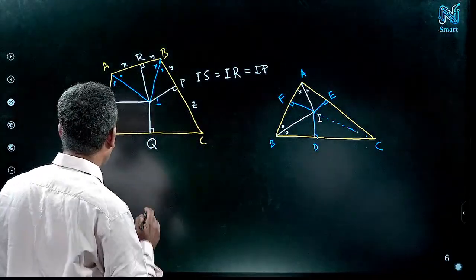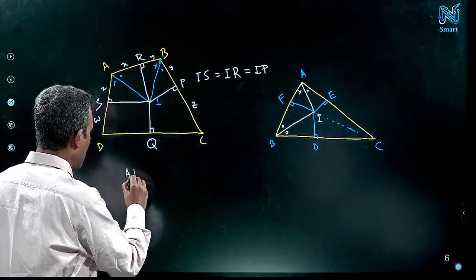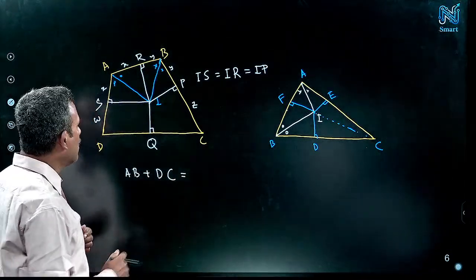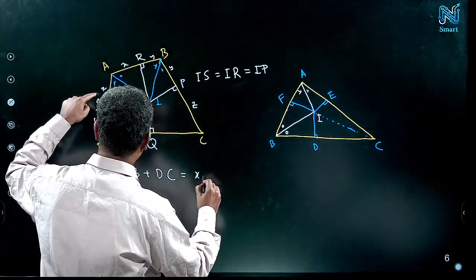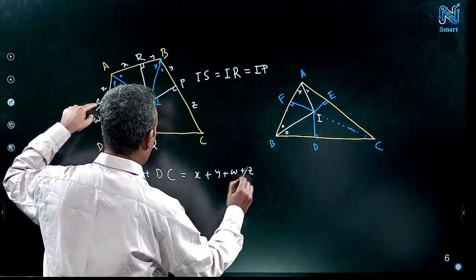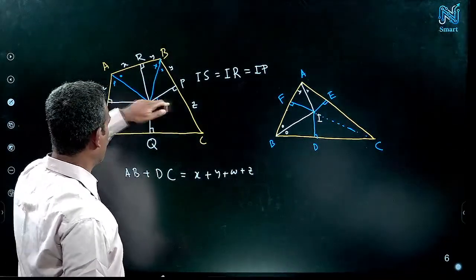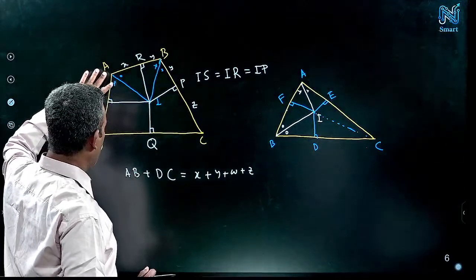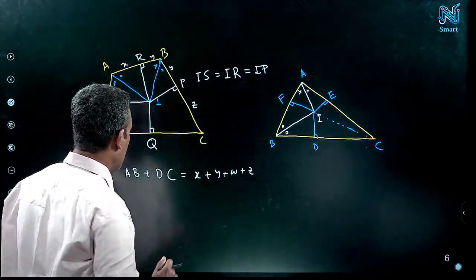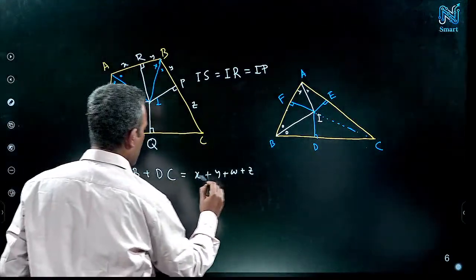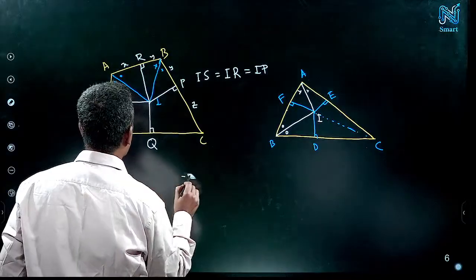Now what do we know? We know AB plus DC is the same as DC plus AD, that means X plus Y plus W plus Z, right? X plus Y plus W plus Z. AB plus AD, AB plus AD is this, right? Okay, I should write it like that.